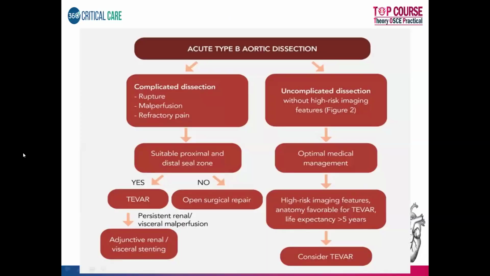So this is basically, as I told, complicated dissection. You have to see whether a suitable proximal and distal seal zone is present or not. This can be assessed by either CT or a TOE. And if this is present, then you can do the endovascular repair. If there is still a persistent renal or visceral malperfusion, then adjunctive renal or visceral stenting has to be done. Suppose a suitable proximal and distal seal zone is not present, then you have to do open surgical repair.